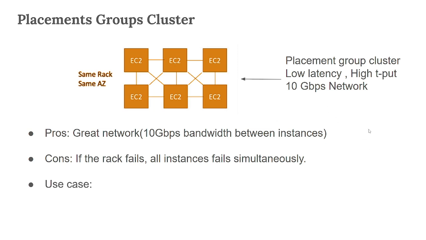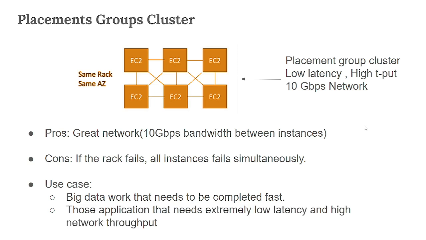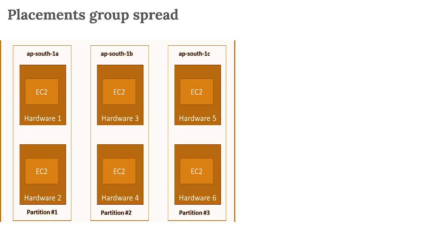Next comes the use case. Big data work that needs to be completed fast, at that time placement group cluster is used. Applications that need extremely low latency and high network throughput, in that case we can place all the EC2 instances in the same rack and in the same availability zone using this cluster. Now comes placement group spread.